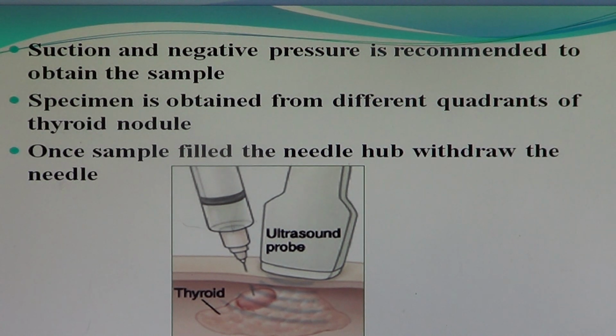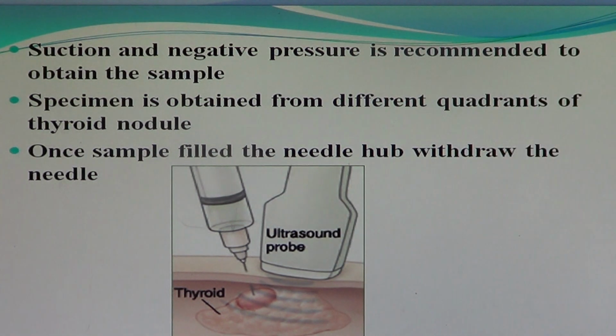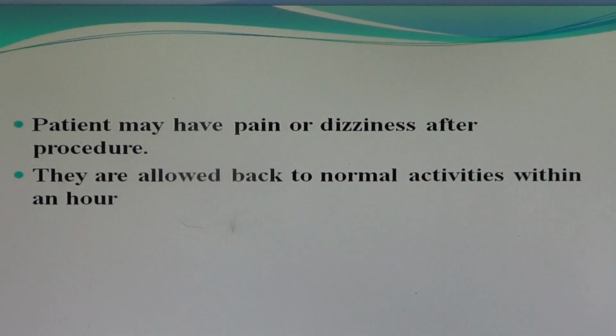A specimen is obtained from different quadrants of the thyroid nodule. Once sampled, fill the needle hub and withdraw the needle. We can see this in this small picture. Patient may have pain or dizziness after the procedure, but they are allowed back to normal activities within an hour.